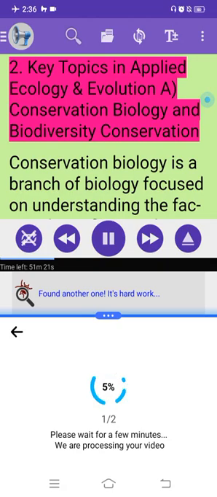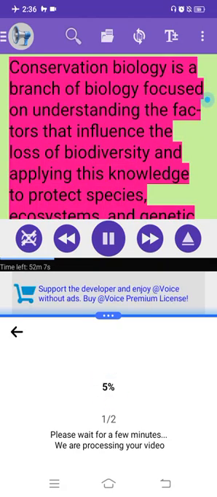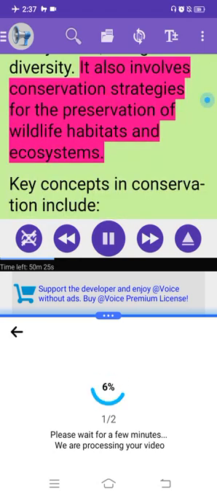2. Key topics in applied ecology and evolution. A. Conservation biology and biodiversity conservation. Conservation biology is a branch of biology focused on understanding the factors that influence the loss of biodiversity and applying this knowledge to protect species, ecosystems, and genetic diversity. It also involves conservation strategies for the preservation of wildlife habitats and ecosystems.